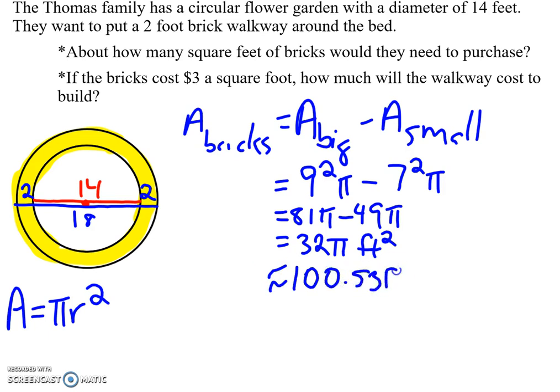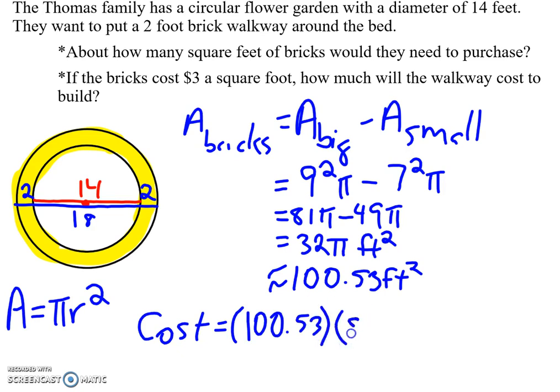100.53 square feet. Now, the second part of the question asks, what would be the cost? Well, the cost is the cost per 1 square foot times the total number of square feet you have. So I know that I have 100.53 square feet, and I know that I'm being charged $3 for every square foot.